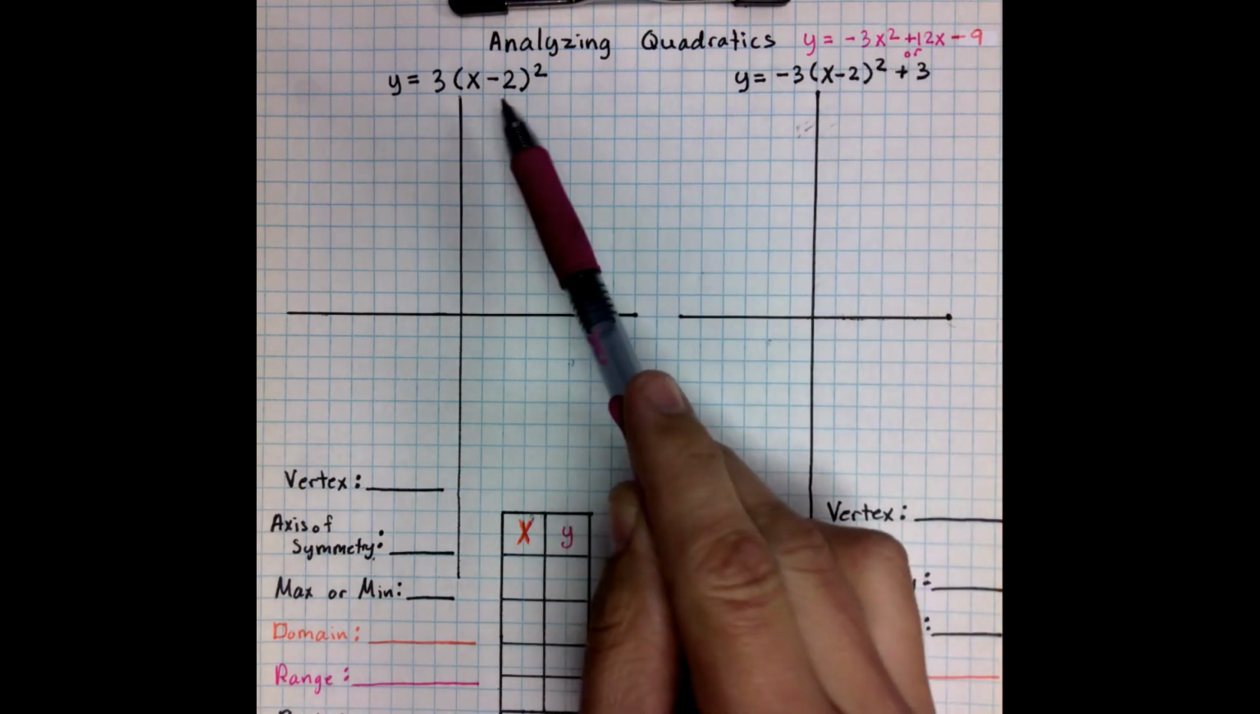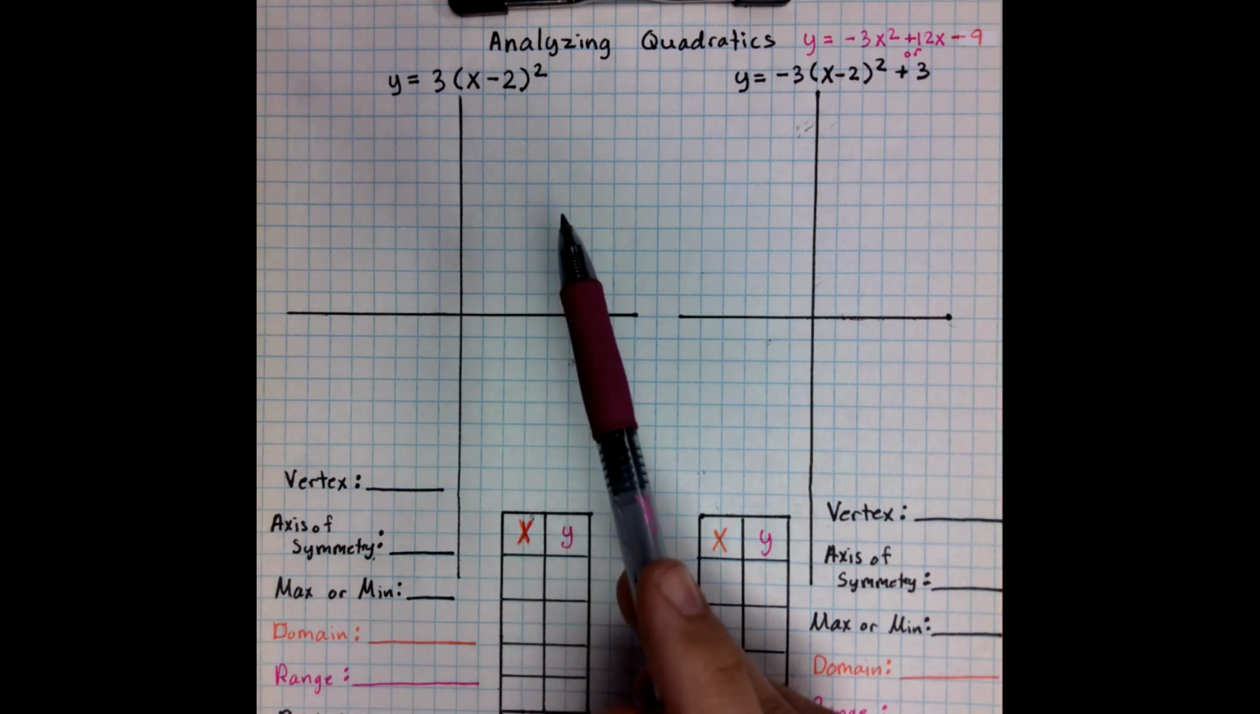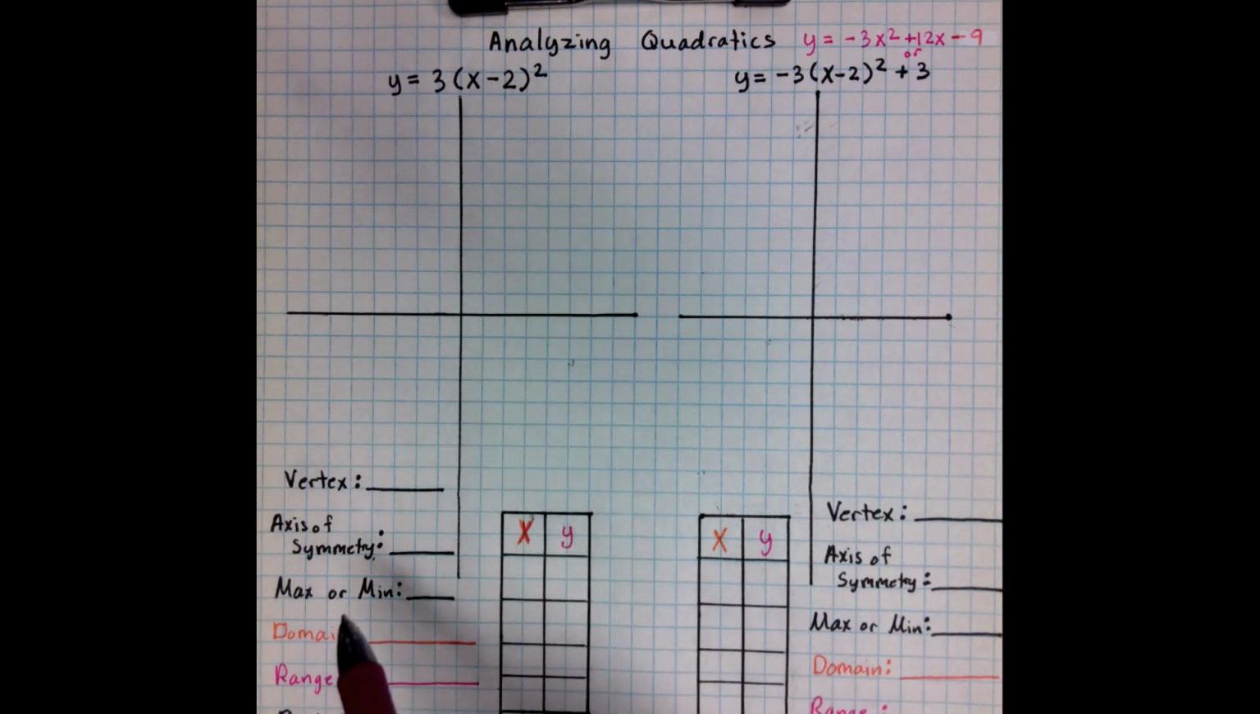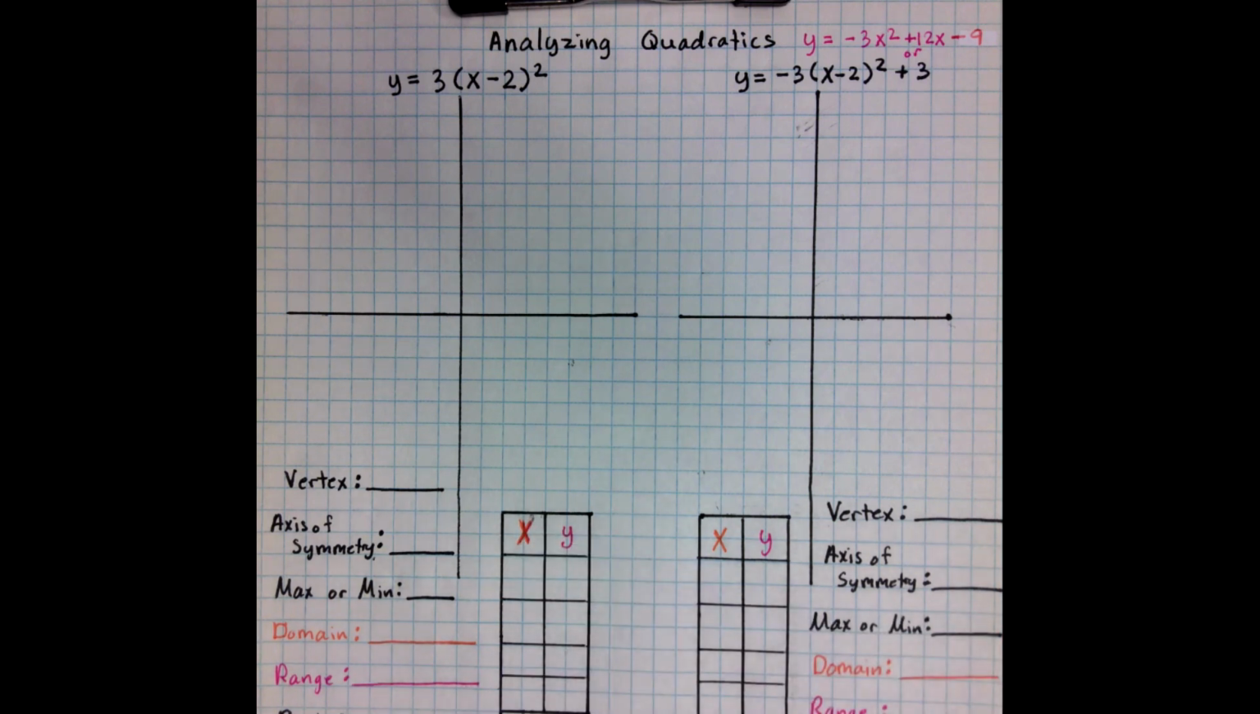On the first one, we just have it in vertex form. But what we're going to do is go ahead and analyze this. We're going to graph it. We're also going to determine what our vertex is, our axis of symmetry, and determine if it has a max or minimum, its domain, its range, and its roots. We're also going to fill out this table, our x and y values of it.